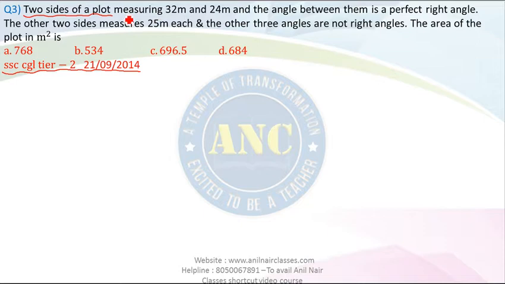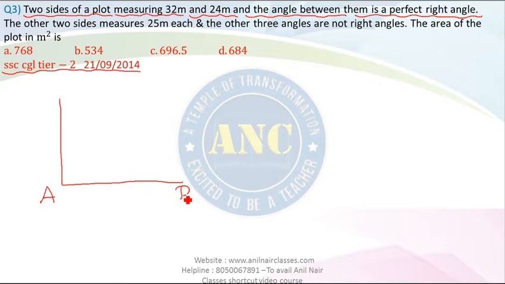Two sides of a plot measuring 32 meters and 24 meters, and the angle between them is a perfect right angle. Okay, let us understand. Two sides of a plot are measuring 32 meters and 24 meters. Let me call this AB, let me call this AD. These two sides of the plot are measuring 32 meters and 24 meters, and they are saying that the angle between them is a perfect right angle. That means this is 90 degrees.